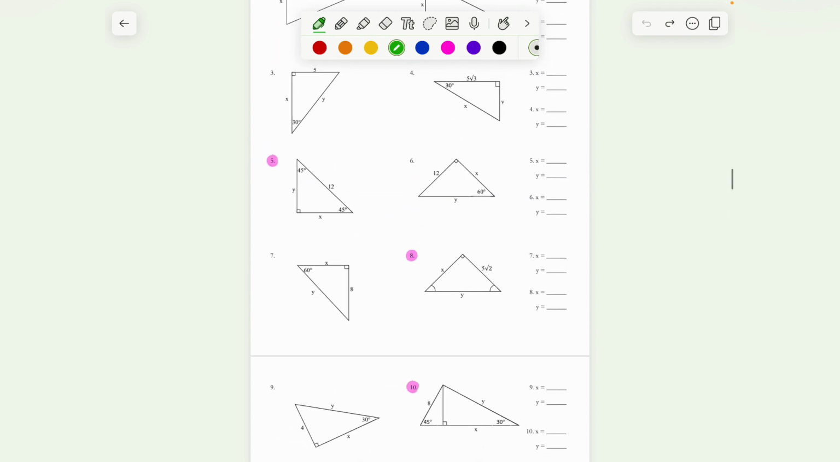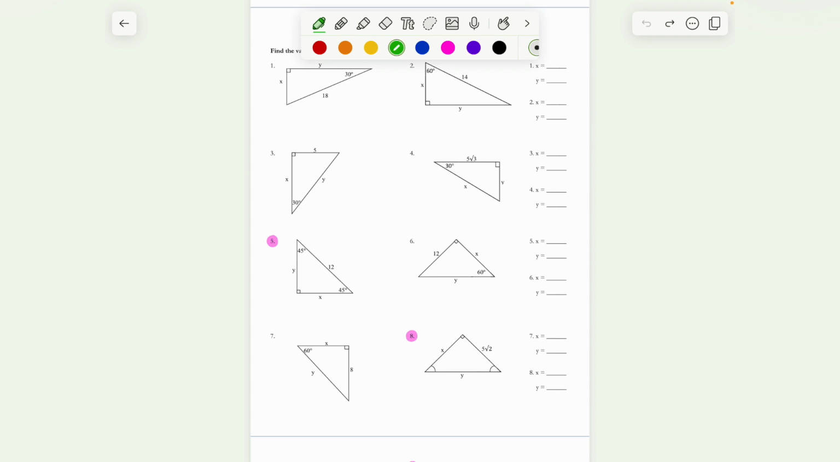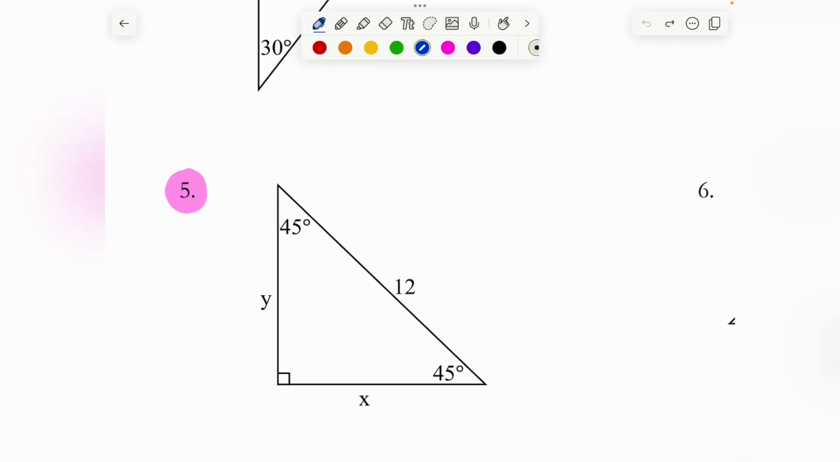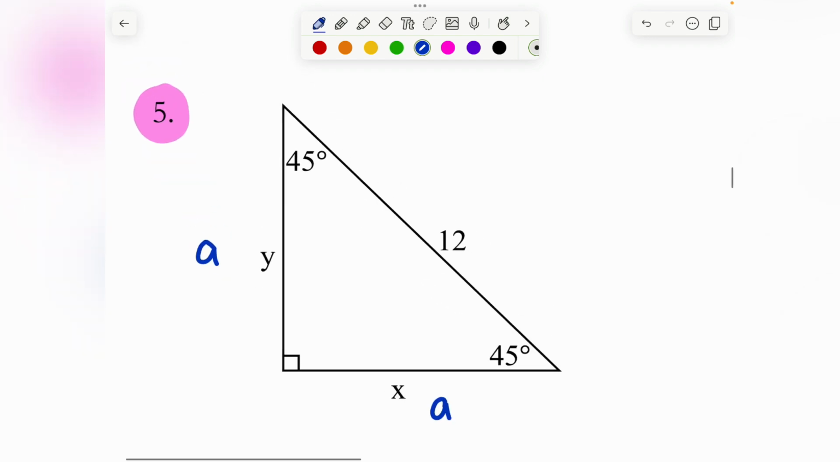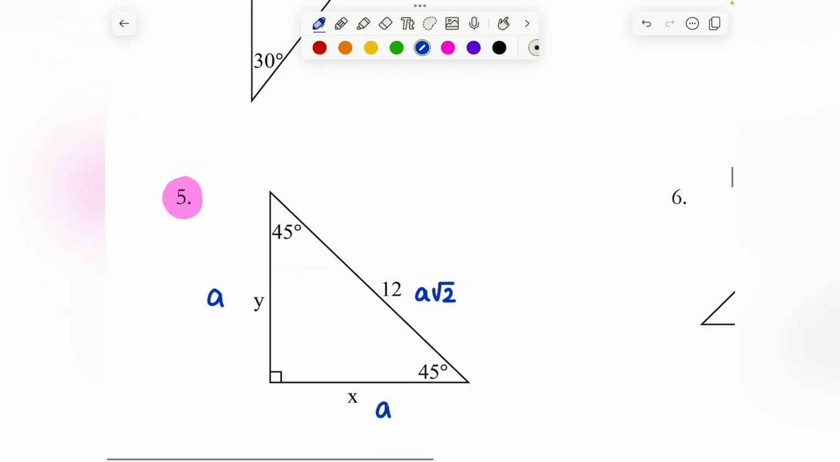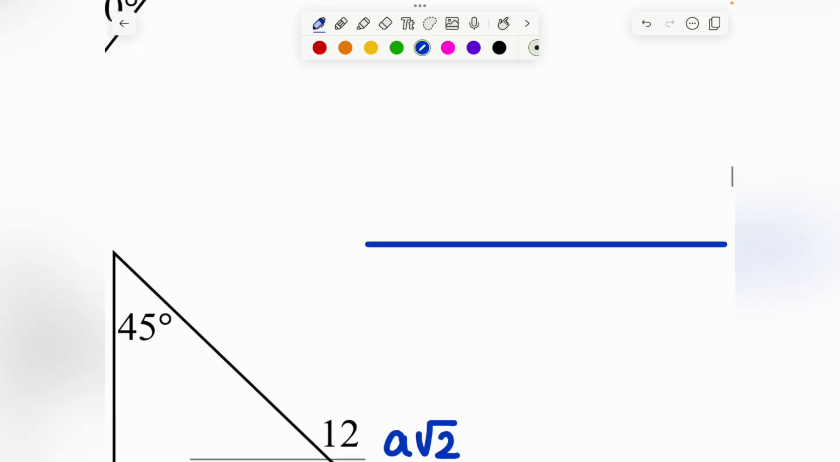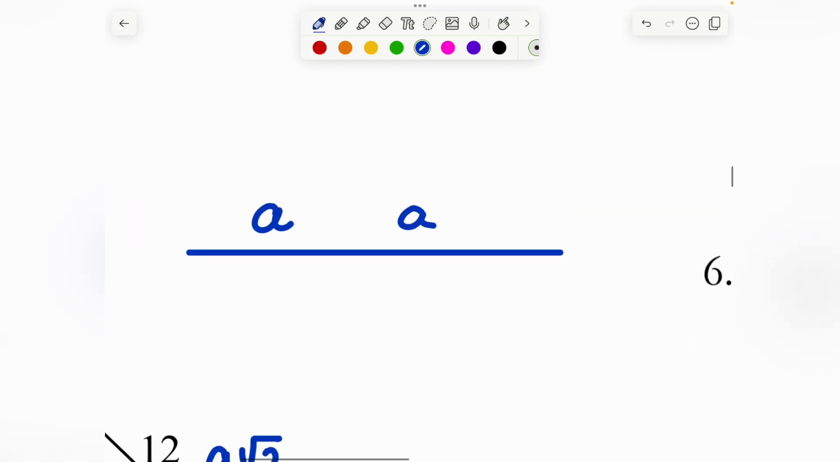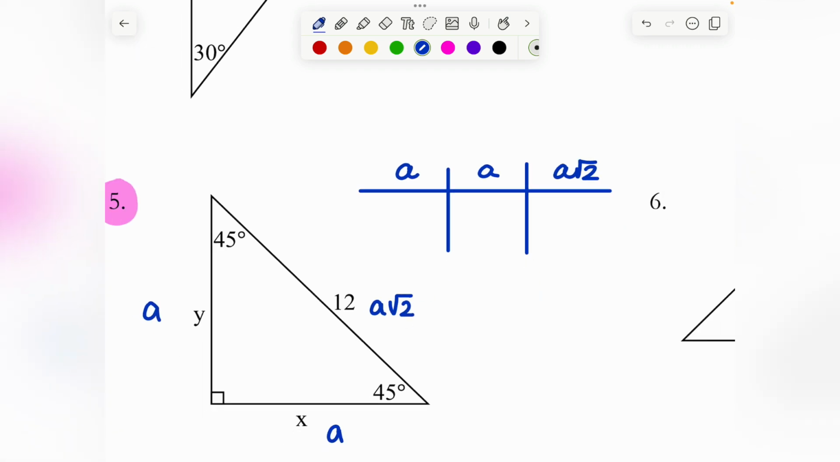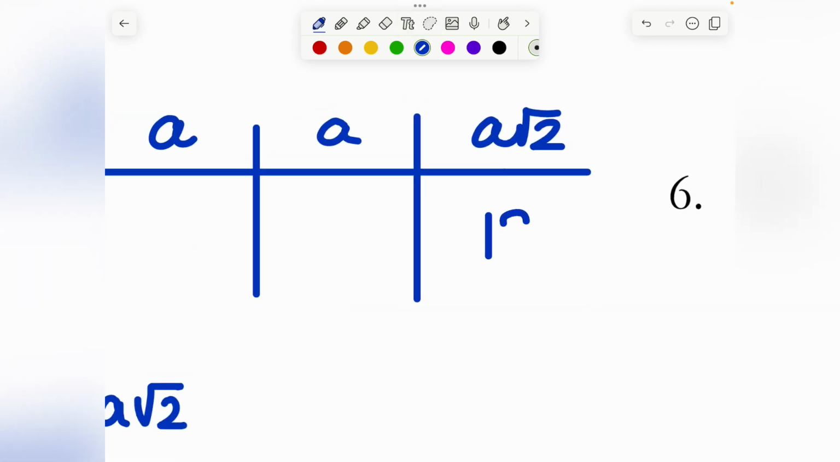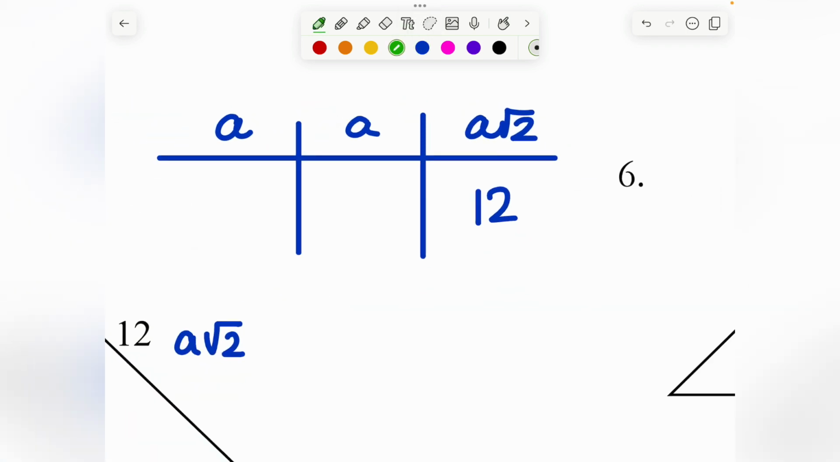So I'm going to take a look starting at number 5 because numbers 1, 2, 3, and 4 are all 30, 60, 90 triangles. So the pattern that we learned about 45, 45, 90 triangles is this: A, A, A root 2. Now I like to make a little chart. And I just kind of like to write down what's what. And in this situation, the only thing I know is that the A root 2 is 12.